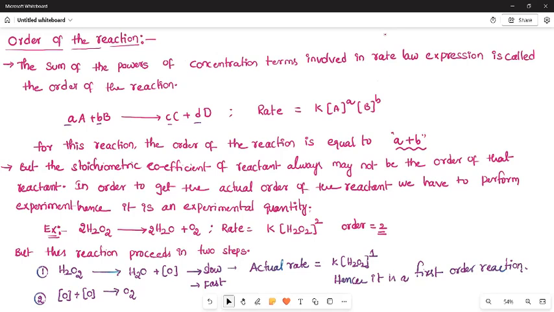But here the problem is the stoichiometric coefficient of the reactants. In the case of small a and small b, they may not always be the order of the reaction. If you want to find the original value of the order of a particular reactant, you have to do some experiment. That experiment may be titration, or conductometric studies, or colorimetric properties. Whereas in the case of molecularity of the reaction, you need not do all this kind of business.